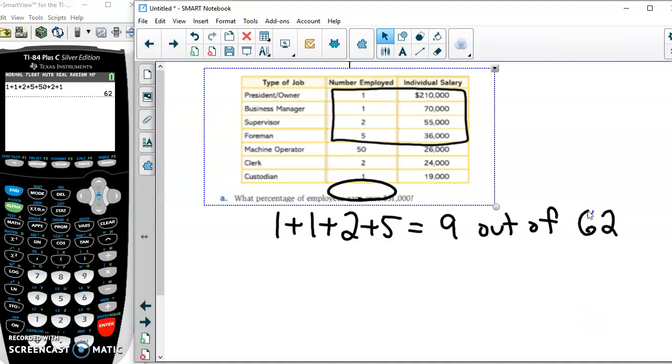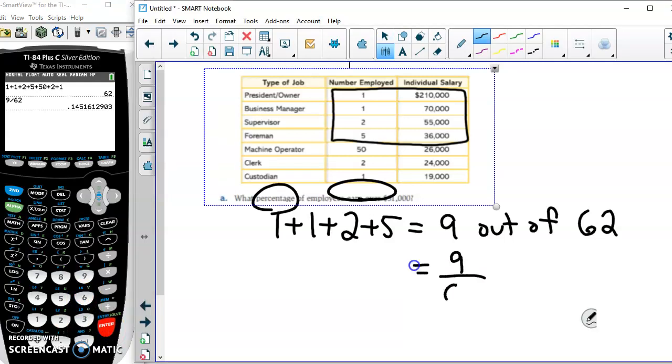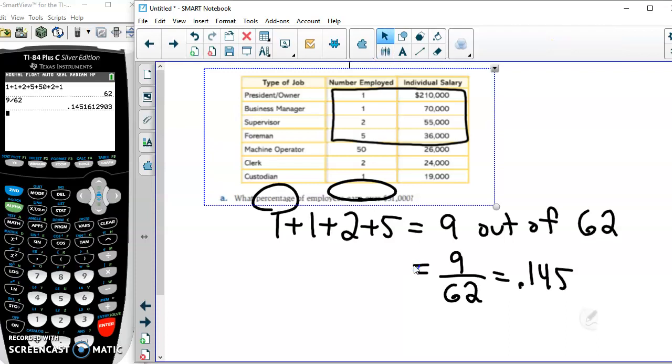So this is a percent. It says percent, so we're going to find the percent. So we're going to divide 9 divided by 62, and that's going to give us 0.145, okay? Or 9 out of 62, which is 0.145. We move the decimal 2 places. Boom, that's equal to 14.5%.